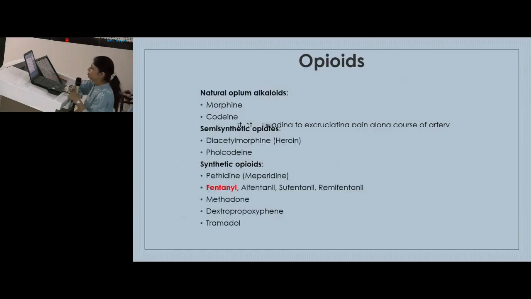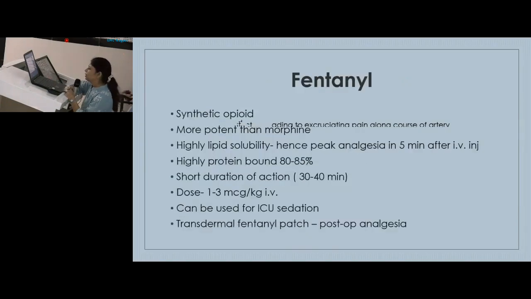Now we use opioids as an analgesic during general anesthesia. Morphine is a naturally occurring opioid, but the common opioids we use are fentanyl and pethidine. Then there are newer opioids like alfentanil, sufentanil, remifentanil. Fentanyl is a synthetic opioid, whereas morphine was natural. It is more potent than morphine. It has high lipid solubility.